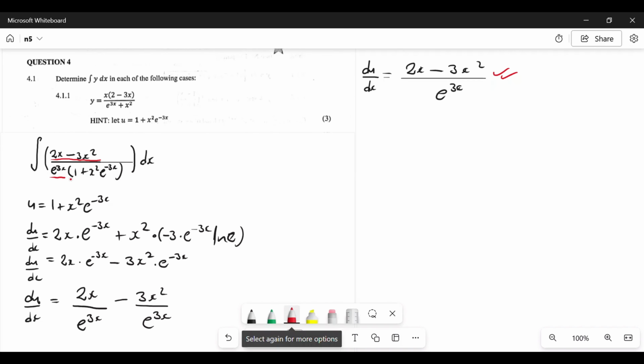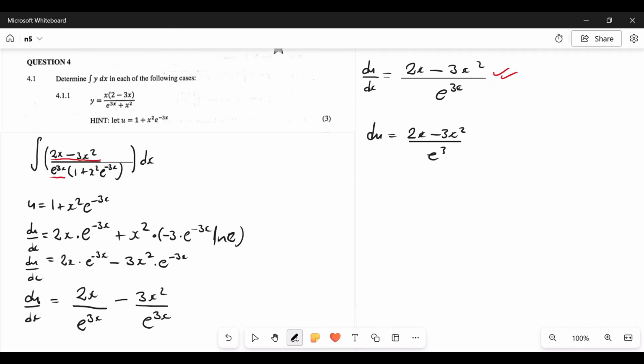But this time around, it is multiplied by 1 plus x squared multiplied by e to the power of negative 3x. So how are we going to substitute that? First of all, let's make du the subject of the formula, meaning we need to cross multiply this. We can say 2x minus 3x squared divided by e to the power of 3x multiplied by dx. There we go. So whenever we see 2x minus 3x squared divided by e to the power of 3x multiplied by dx, we must substitute it with du.